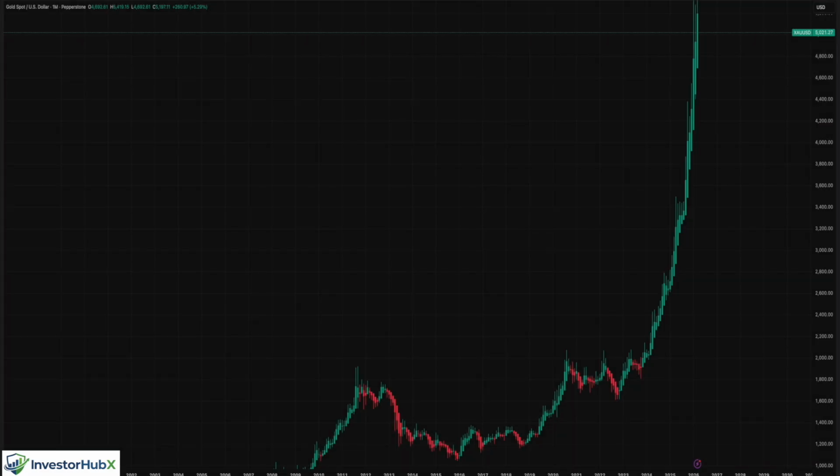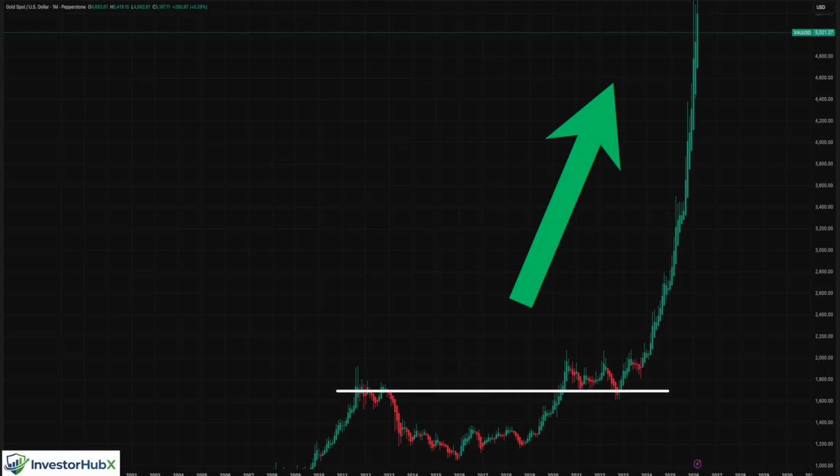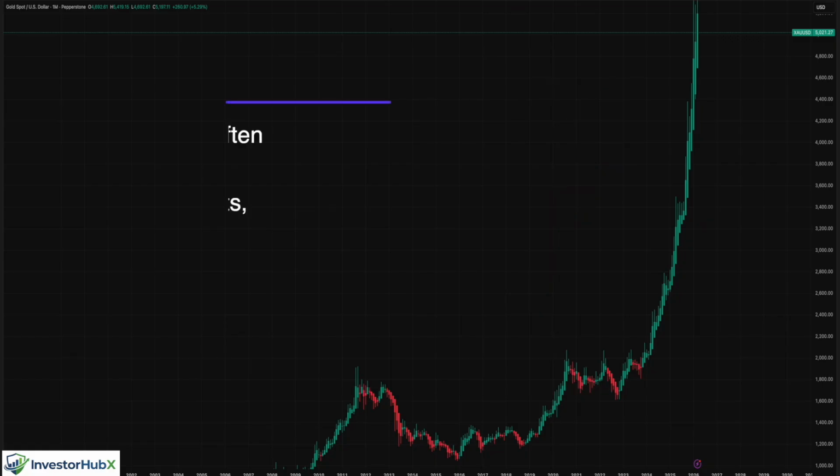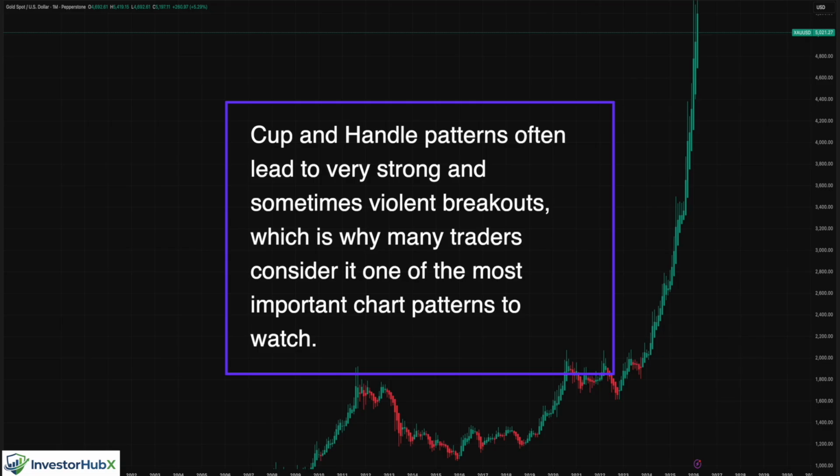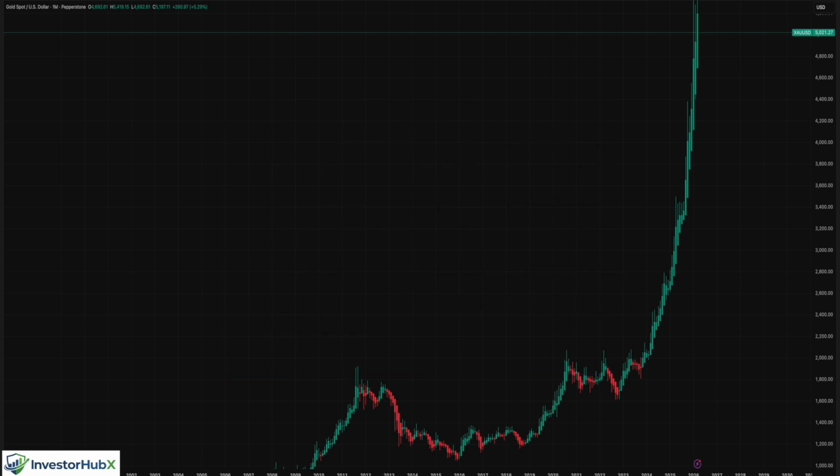This is gold on the weekly time frame. Again, we can see a cup and handle pattern forming here. The cup and handle pattern can appear in many different forms. Notice that in this example, the handle forms above the neckline, and then the price retests the neckline before moving higher. After the retest, the market continues its upward move and eventually goes parabolic. This type of cup and handle pattern is often considered more reliable because the retest helps confirm the breakout level before continuation. Cup and handle patterns often lead to very strong and sometimes violent breakouts, which is why many traders consider it one of the most important chart patterns to watch.